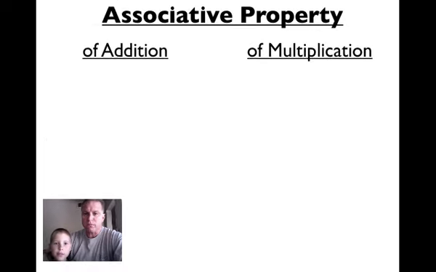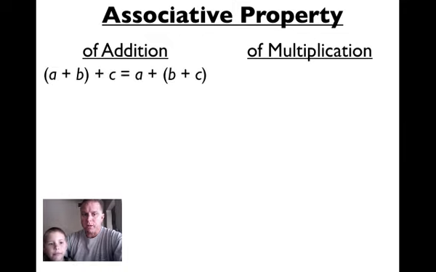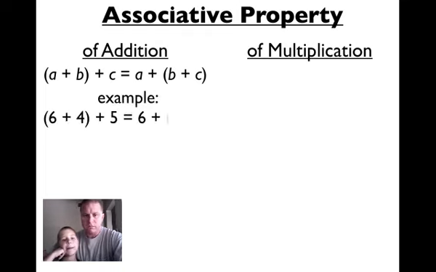Next, we have associative property of addition or multiplication. So associative property means that if you have parentheses, those two things get done first. So if I have the quantity A plus B added to C, that's equal to A plus the quantity B plus C. Now, notice we just moved the parentheses. So the quantity 6 plus 4 added to 5 is the same as 6 plus the quantity 4 plus 5.